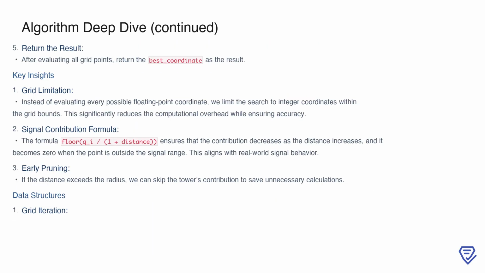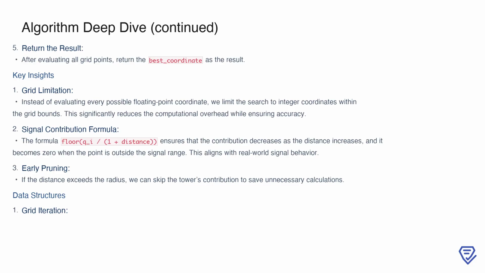After iterating through all the grid points and calculating their respective network quality, the optimal coordinate that maximizes the total quality is returned as the result. Several key insights make this approach efficient and practical. First, by limiting our evaluation to integer coordinates within the defined grid bounds, we significantly reduce computational overhead while still covering all possible optimal points.